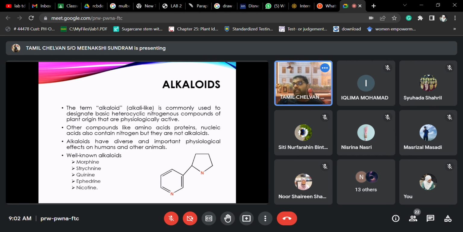The term alkaloid means alkali-like. It contains nitrogen and is commonly used to designate basic heterocyclic nitrogenous compounds of plant origin that are physiologically active. Other compounds like amino acids, proteins, and nucleic acids also contain nitrogen, but they are not alkaloids. Alkaloids have diverse and important physiological effects on humans and other animals. Well-known alkaloids are morphine, strychnine, quinine, ephedrine, and nicotine.